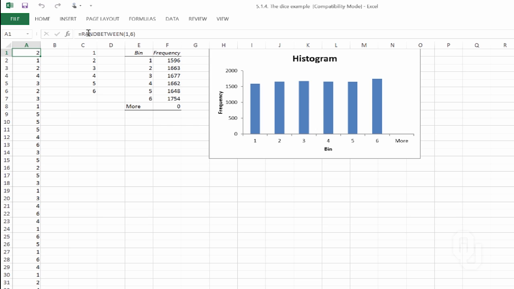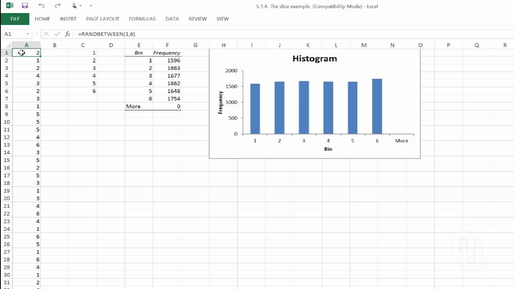What the RANDBETWEEN function does is you provide it with a lower bound and an upper bound, and it randomly gives you back a value in between that lower bound and that upper bound. This is essentially a random number generator for a discrete uniform distribution. We've got 6 faces on a die, so naturally the possibilities that we could get back are 1 through 6. So we've got a lower bound of 1, upper bound of 6, each of which are equally likely to occur. That's the implementation of a discrete uniform distribution in Excel.